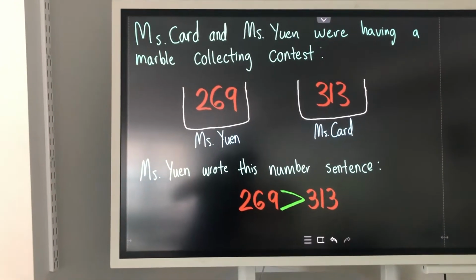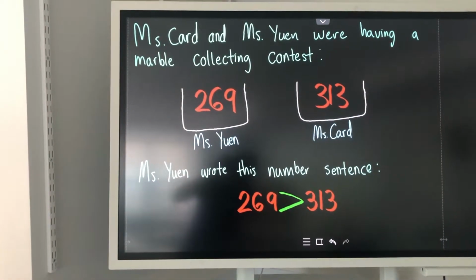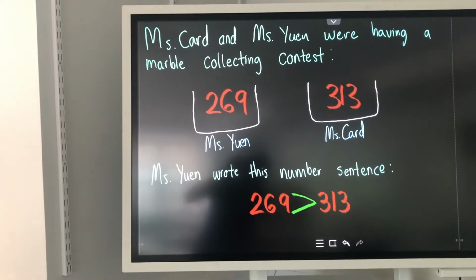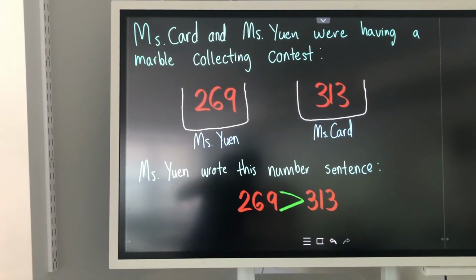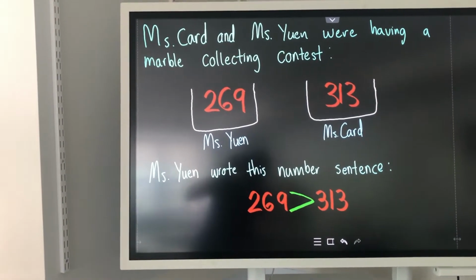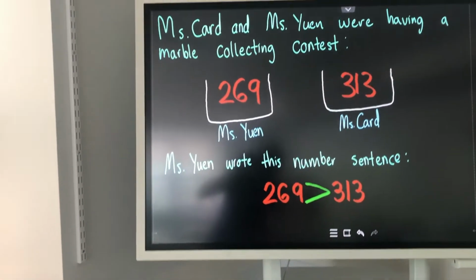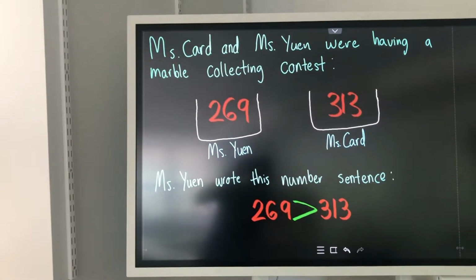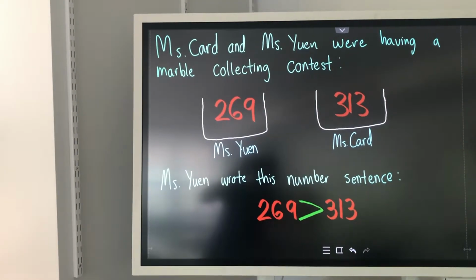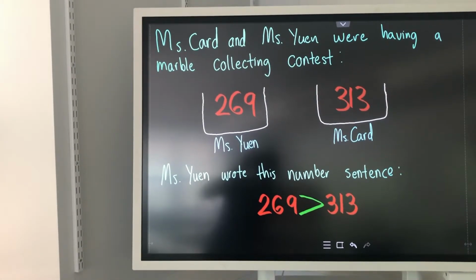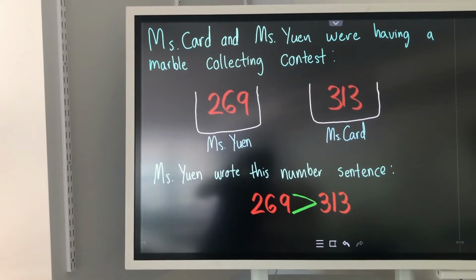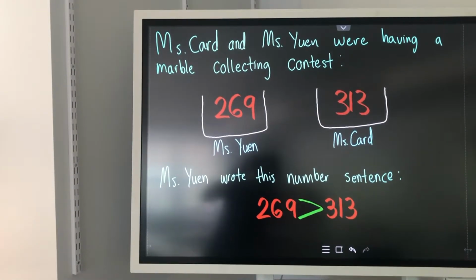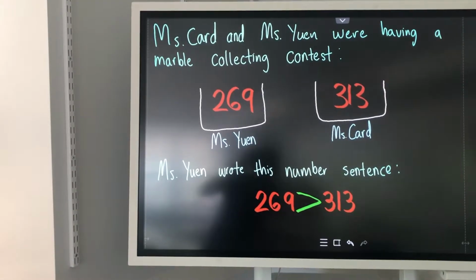Now your job is to pause the video, maybe have me read it to you again, and then what you need to do is write a sentence explaining whether you agree or disagree with Miss Yoon's number sentence. Do you agree or disagree that 269 is greater than 313? Okay, pause the video and let's get to work.